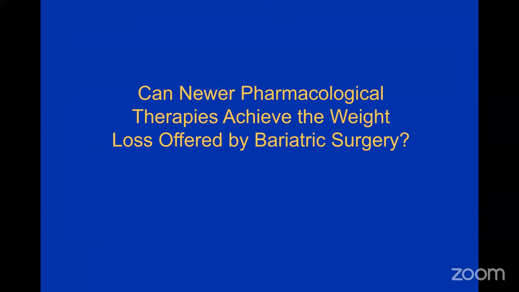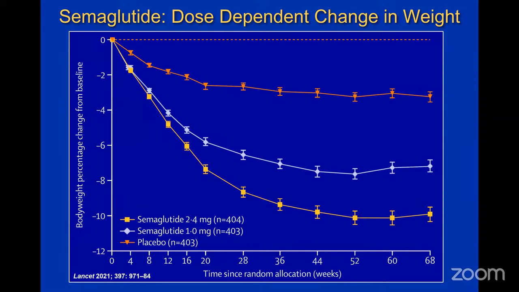So then the question is, can newer pharmacological therapies achieve the weight loss offered by bariatric surgery? As you might know, the drug of the decade, semaglutide, can produce dose-dependent reductions in body weight. You need to give a lot. The 2.4 milligram dose is required. But you can see here about a 10% weight loss in this very typical study of semaglutide. GLP-1 agonists do, in fact, achieve substantial weight loss. Not as much as bariatric surgery yet, but it's coming.